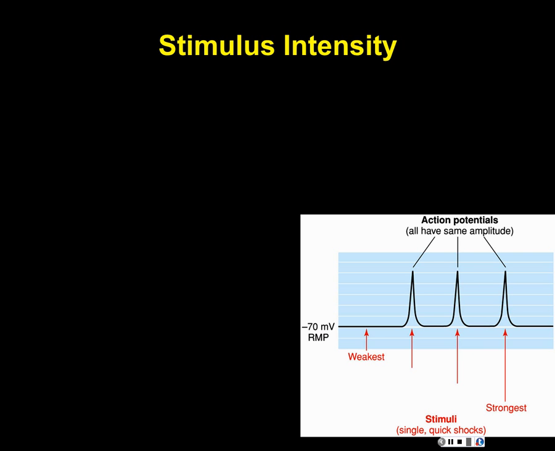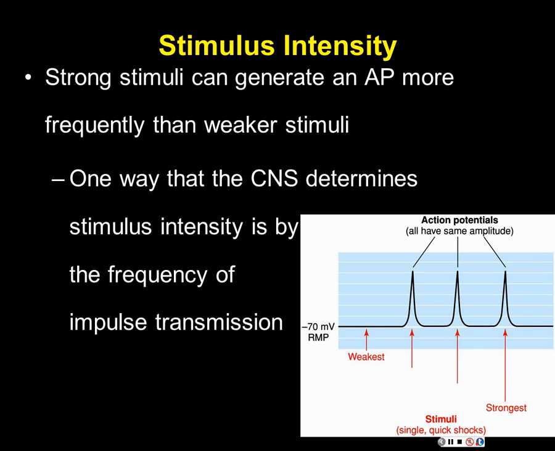intelligently know anything, but one way that our body interprets how strong a stimulus is by how often an action potential is generated. Notice the word frequent. Frequent means what? Often, okay? Not the magnitude, not how high the action potential is, not the peak of it, but just how often an action potential is generated at a particular nerve cell.